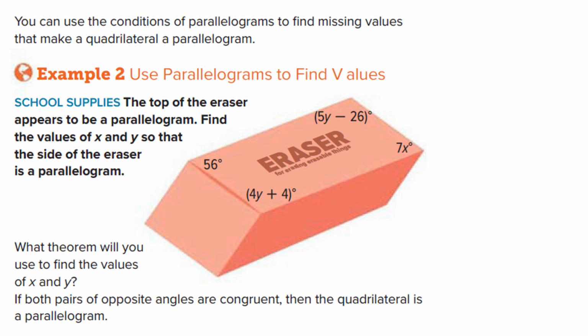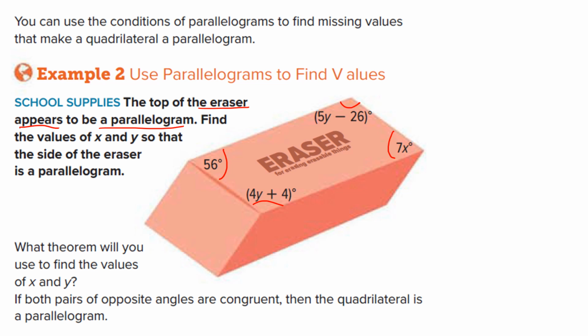Here the angles are given to you. This angle is 56, this angle is 7x, this angle is 5y minus 26 and this is 4y plus 4. This is a parallelogram given to you. It appears to be a parallelogram, as you see. That's the top of an eraser. Find the values of x and y so that the top of the eraser is a parallelogram.